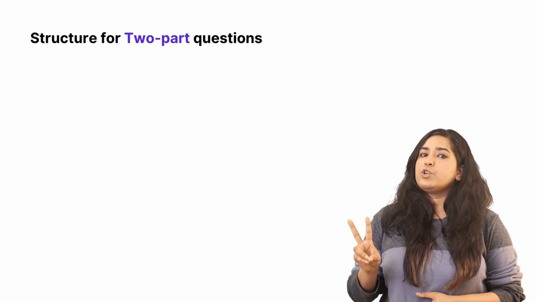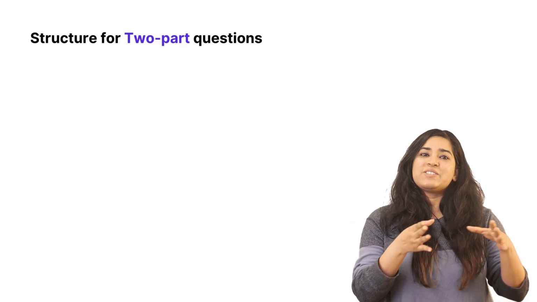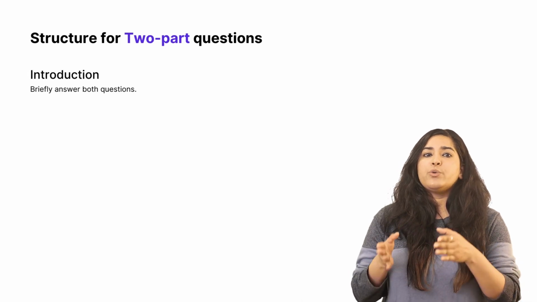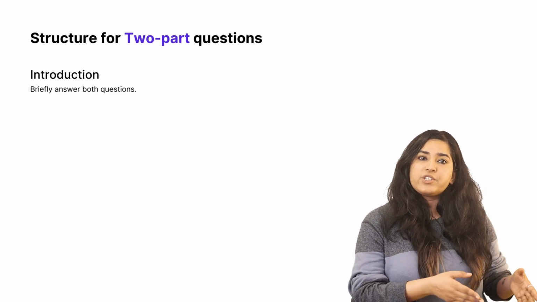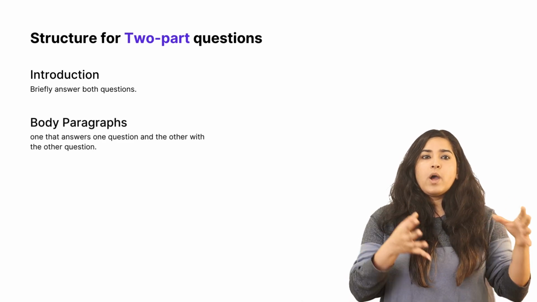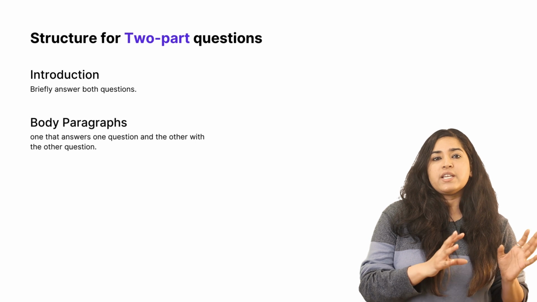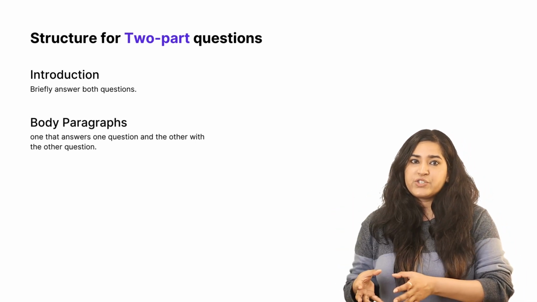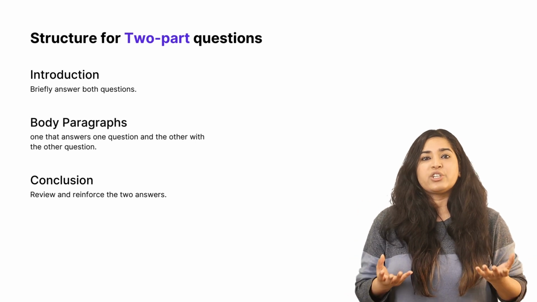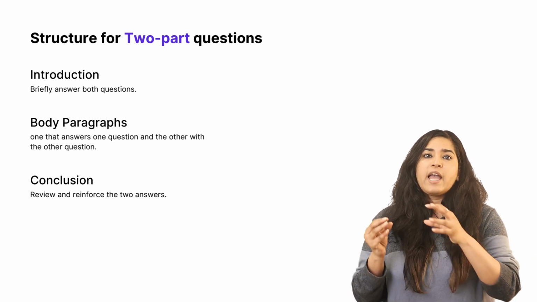Now, when it comes to 2-part question types, you can structure your answers like this. Your first paragraph, again, being the introduction, where you briefly answer both questions. Paragraphs 2 and 3 will be your body paragraphs. One paragraph answers one question and the other will answer the other question. All right, and then you have the final paragraph, which again is your conclusion, which will review and reinforce the two answers.